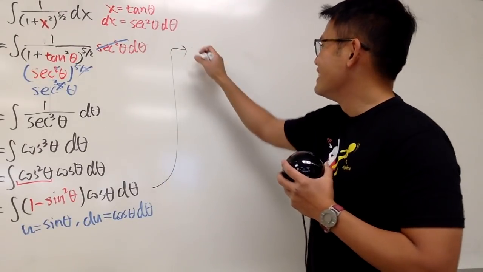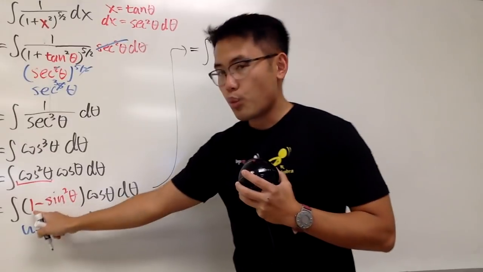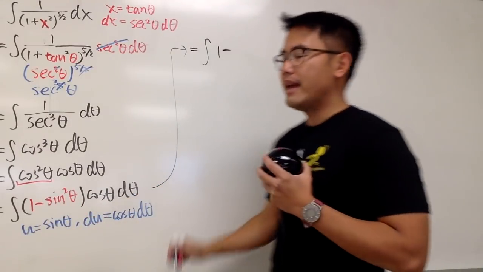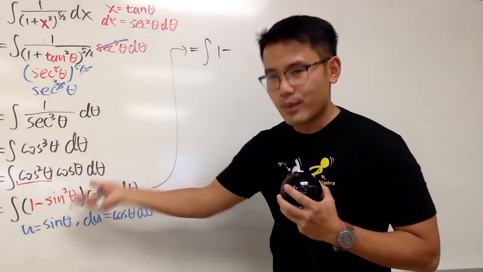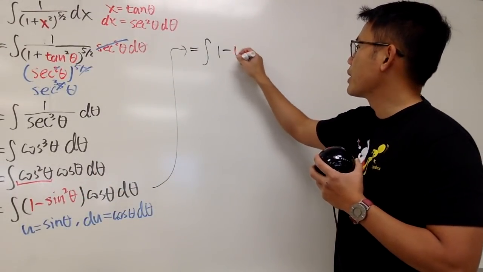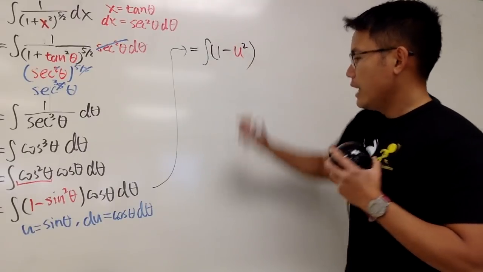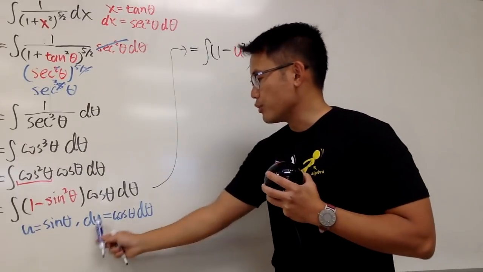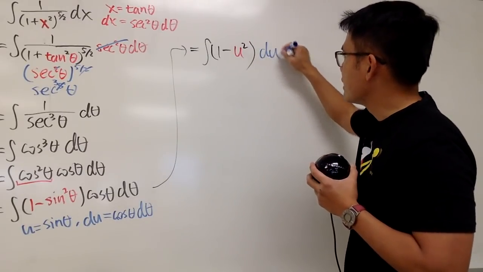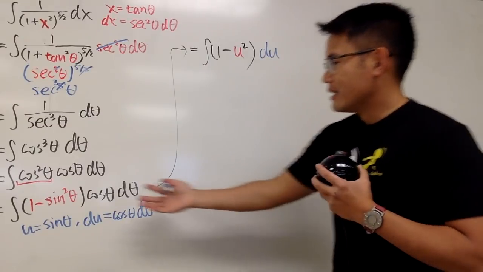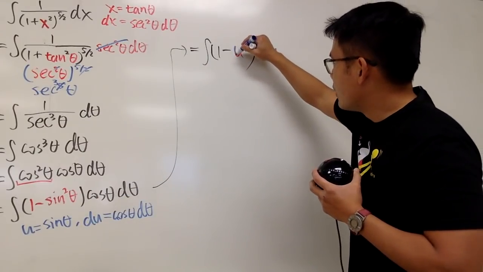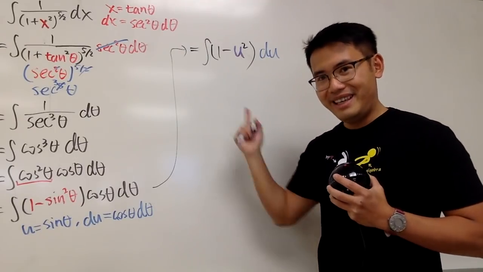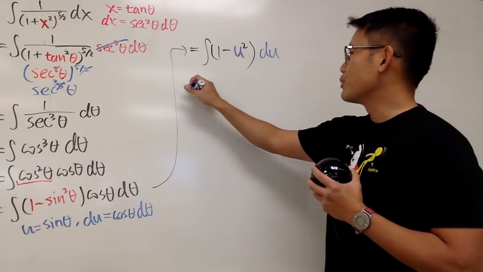Anyway, here we go. This is going to give us the integral 1 minus sine, which is our u, and we just have sine squared, which is u squared. Let me put it down right here for you guys. And we know cosine theta d theta is just going to be the du. So let's just put that down. So as you can see, this is this now, right? 1 minus u squared du. And we can finally integrate this guy. So go ahead and do that real quick.